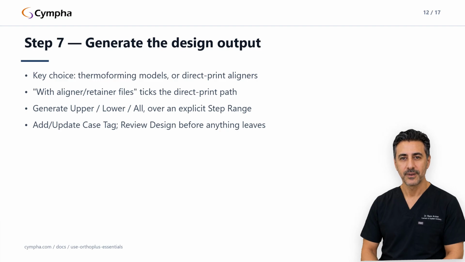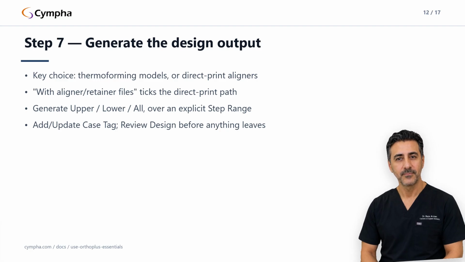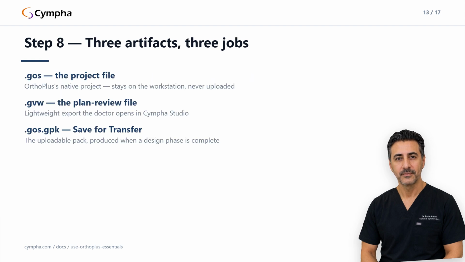And the review design section lets you step through the generated arch models, trimming paths, and aligner models, and edit them before anything leaves the workstation. Generation isn't the end of judgment. It's the last place to apply it cheaply.